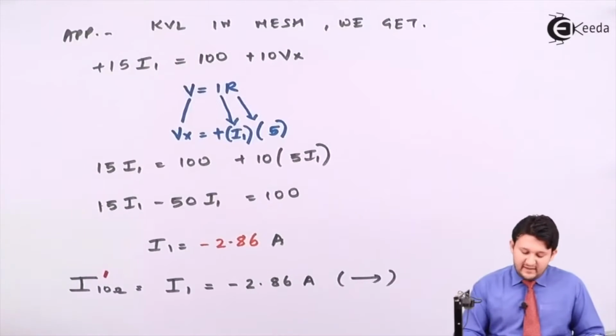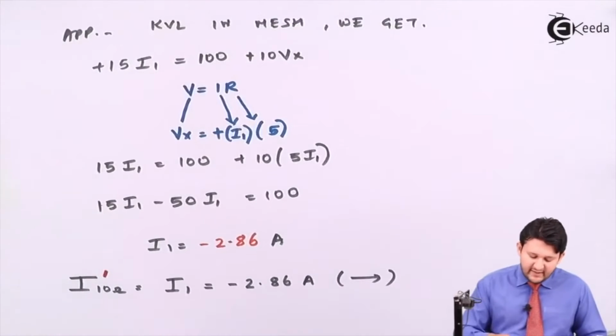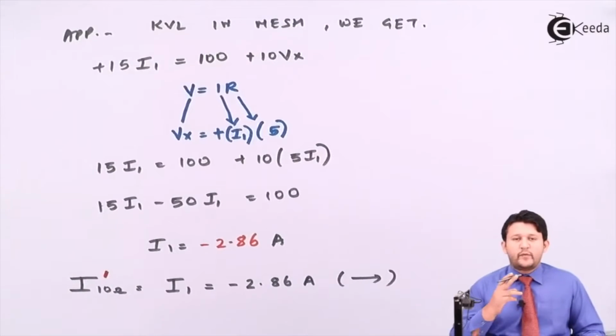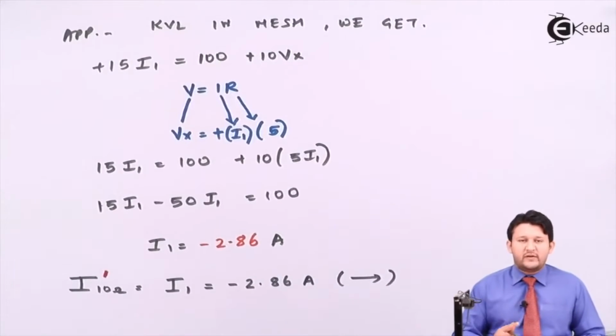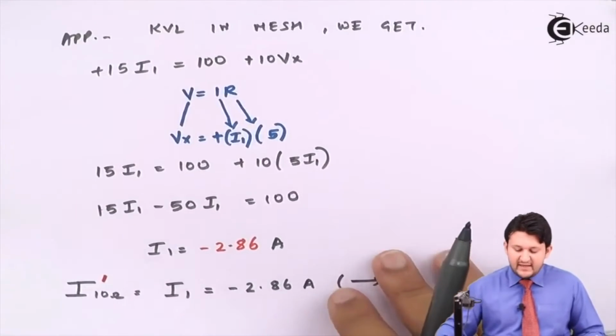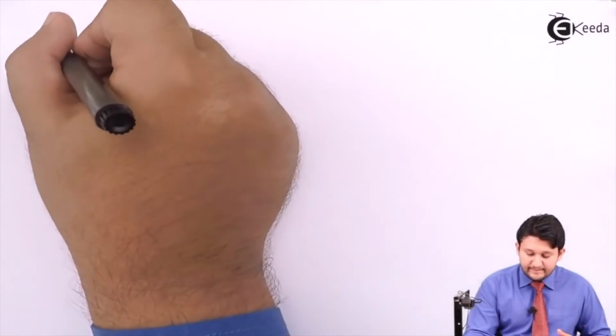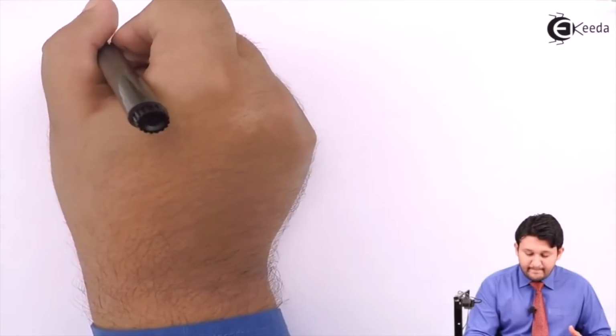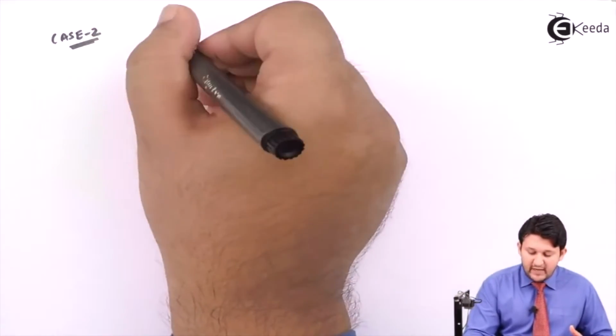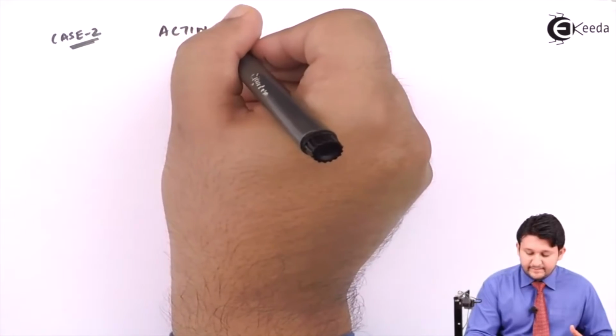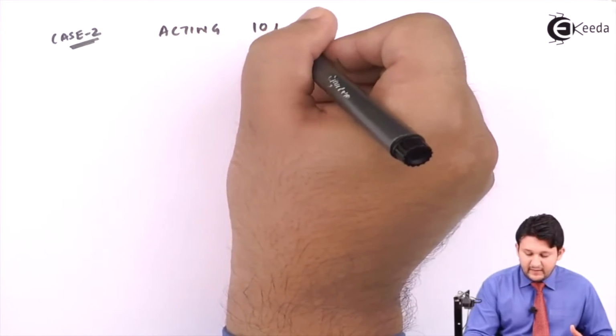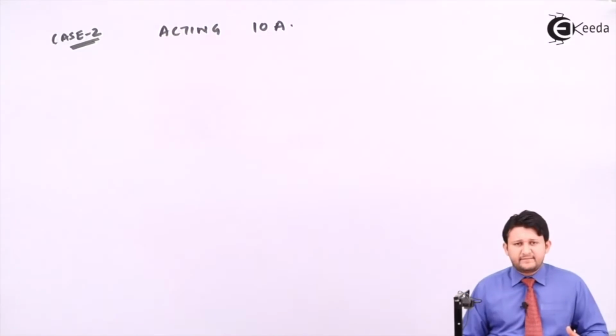That's your first case. Let's do it for the second case, because in this case you had two independent sources. One was your voltage source, one was your current source. Let's do it for the second case, my dear friends. Let's observe it. Case 2. In case 2, you have 10 amperes acting. That means you need to remove one voltage source. That was your 100 volts.